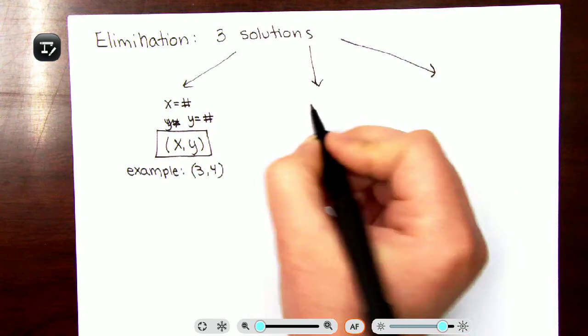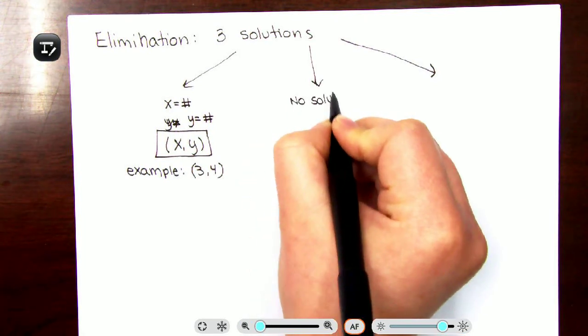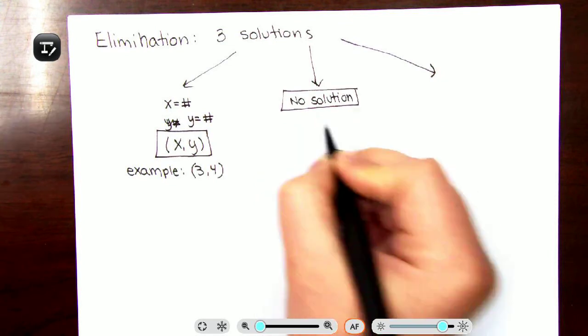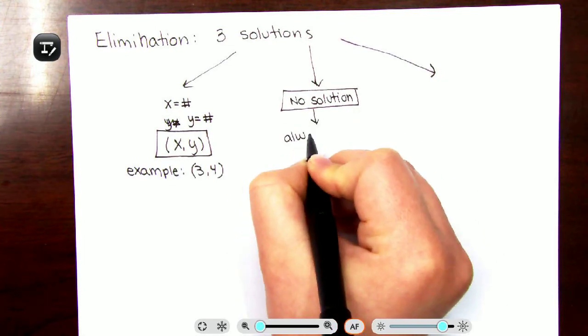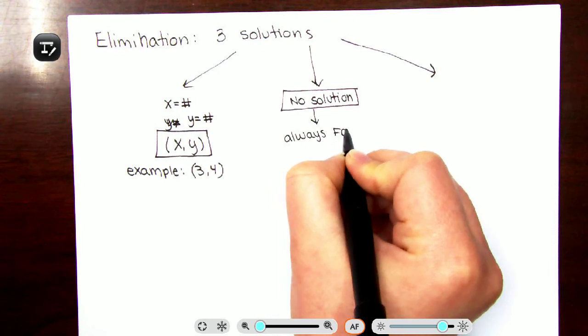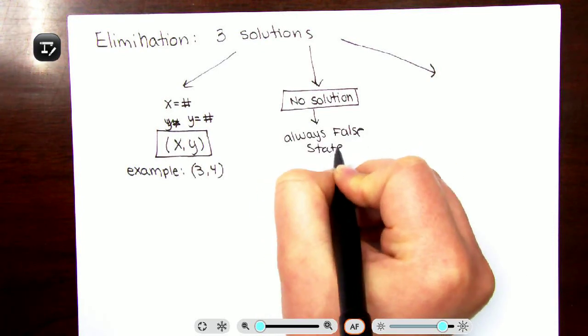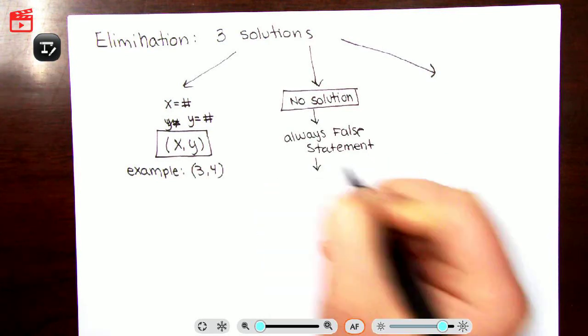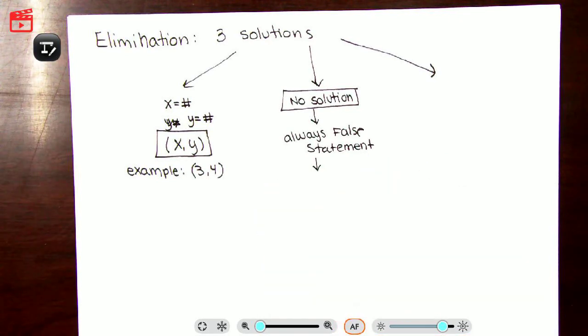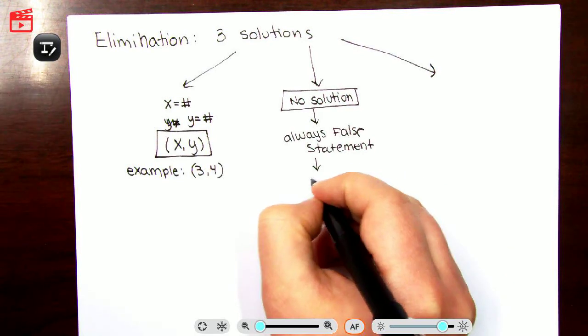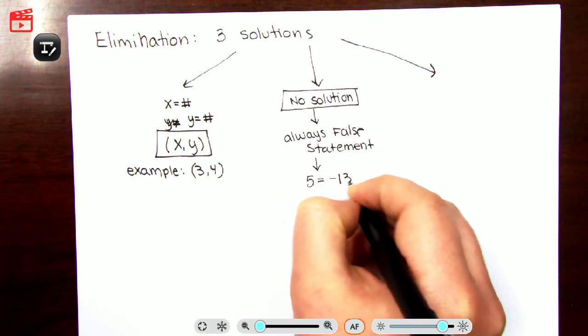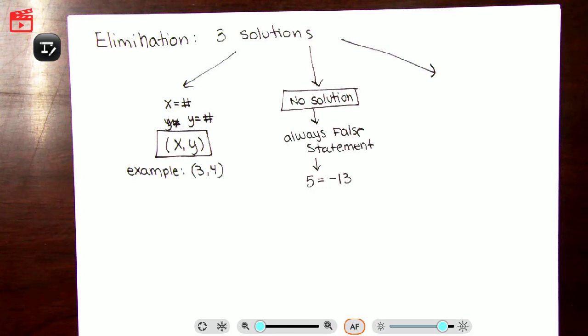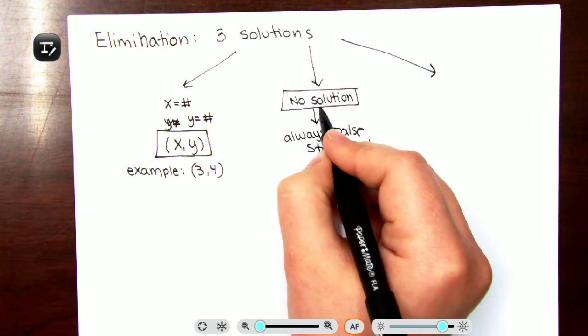If you have no solution, you will get a false and always false statement. No matter how you look at it, the statement will always be not true. For example, if you get 5 equals negative 13, ask yourself, does 5 ever equal negative 13? The answer is no. Therefore, this statement is not true, and your answer is no solution.